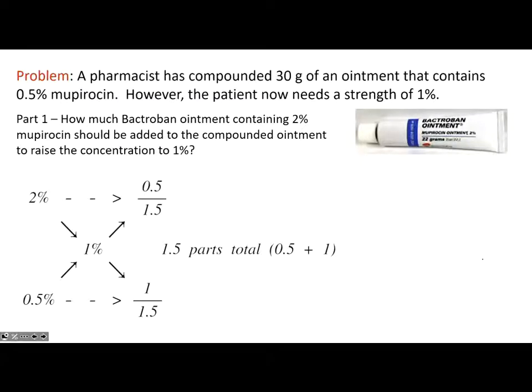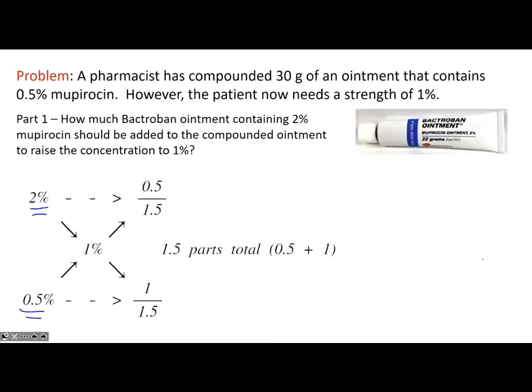So let's do an alligation. We said my high strength is the 2%, and my low strength is the 0.5%. Those are the 2 that I have. So let's set those up to the right and to the left, with our target in the middle, which is 1%. Cross subtract, so 2% minus 1% is 1, and that goes down below here.